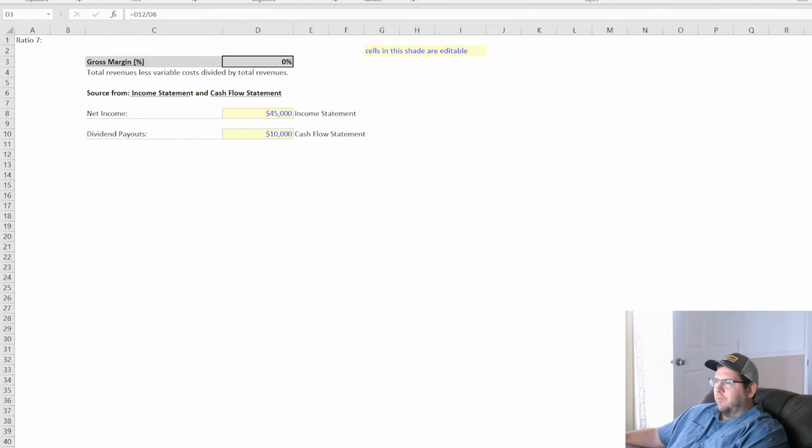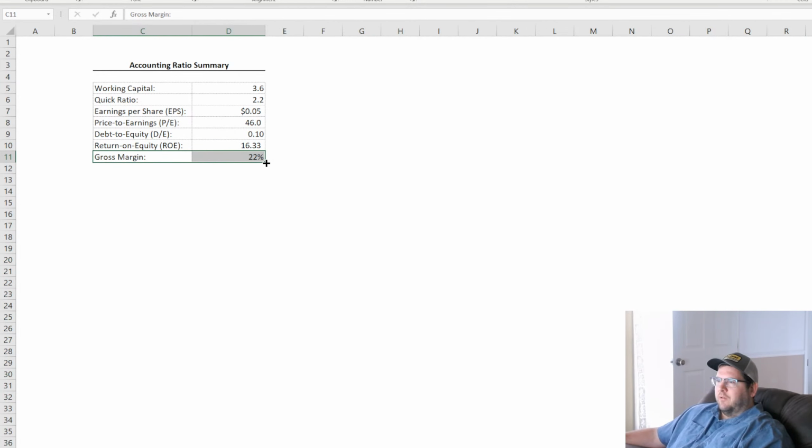The ratio is then, what are we doing? Dividend payout ratio: dividends divided by net income. So in this case, you're paying 22% of the net income out in dividends. So we'll put this in here. I want to put this in with these other ones though. Dividend payout ratio.